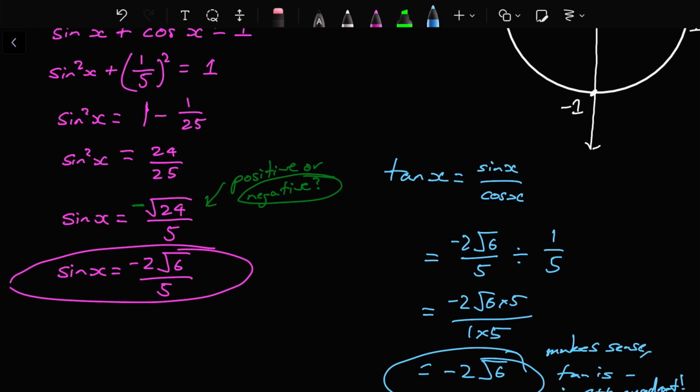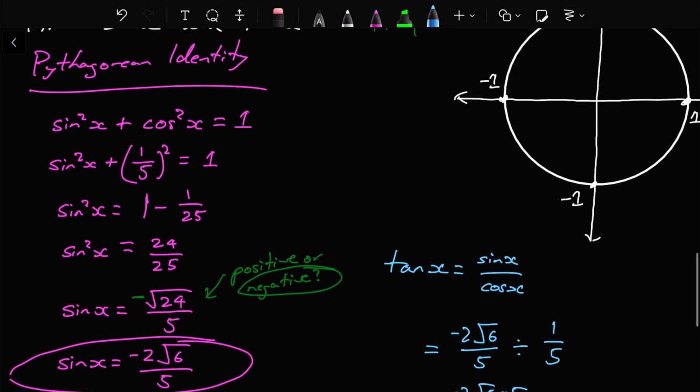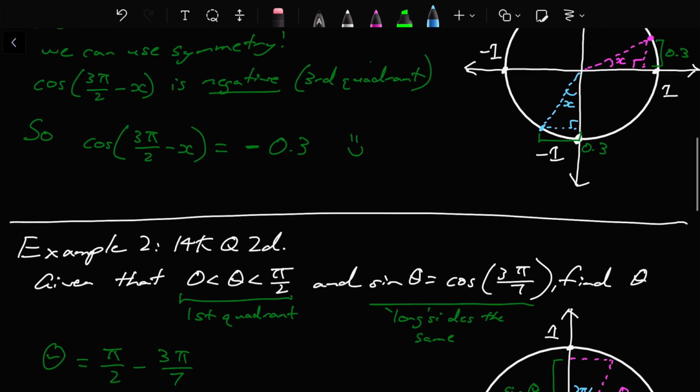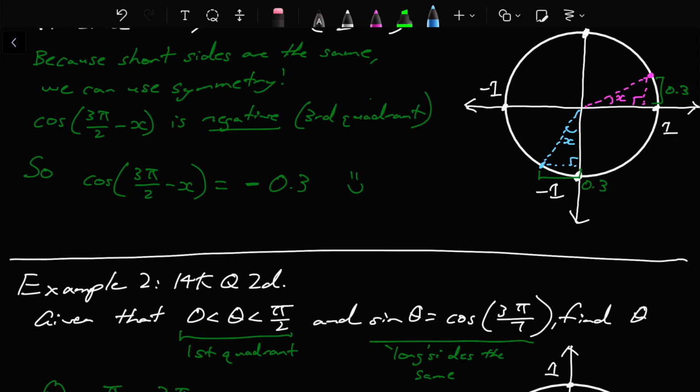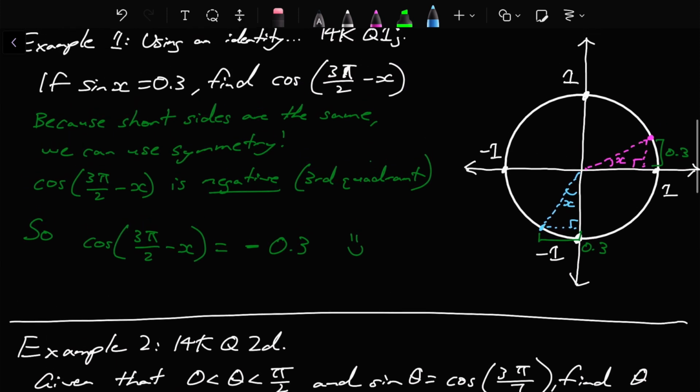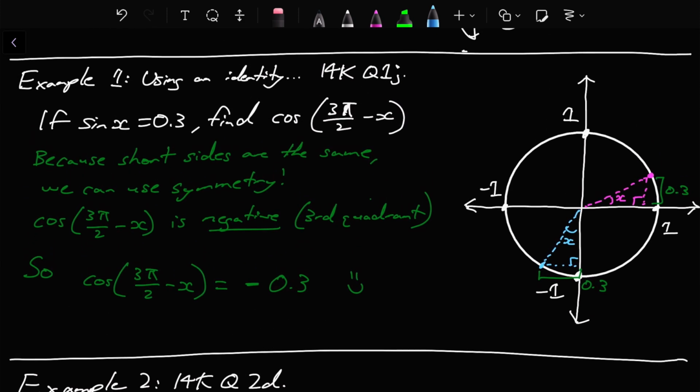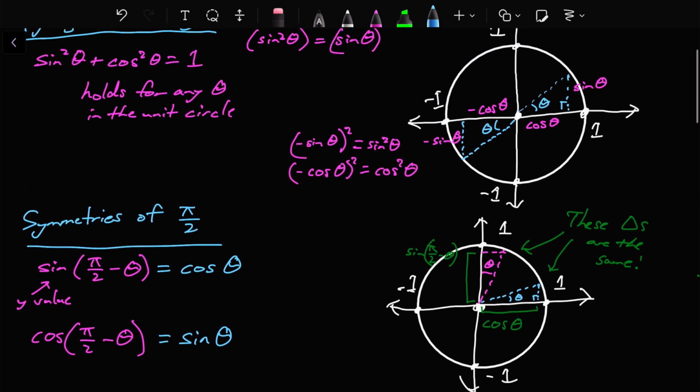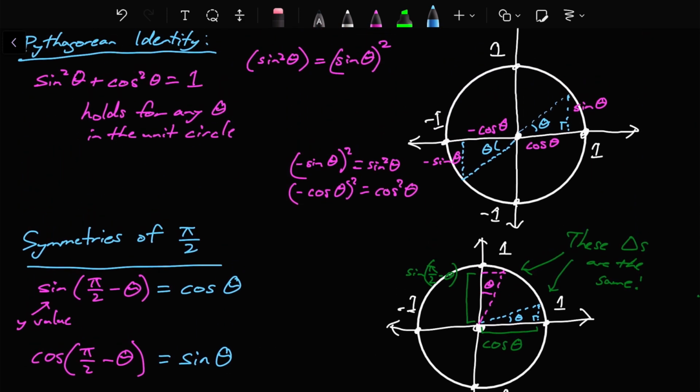Yay. Cool. So those are a couple of examples from the textbook about how to use the Pythagorean identity and some symmetries of pi on 2. The unit circle is so beautiful because it's got these symmetries and because we can use Pythagoras' theorem. So it's really helpful to be able to do these to find some exact values for some things when we're given other pieces of information.